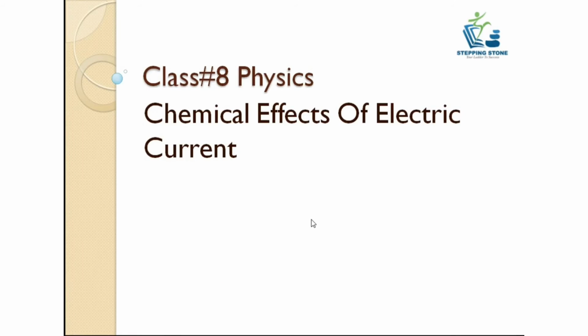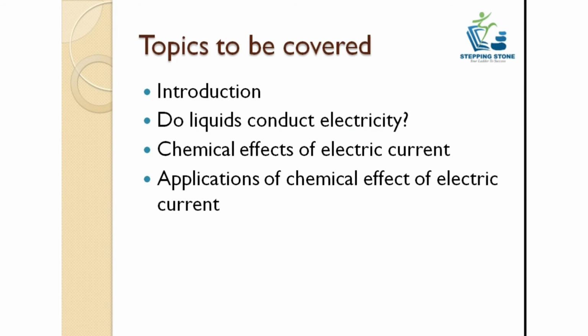So viewers, we are back again with another brand new chapter of class 8 physics. The chapter name is chemical effects of electric current. The topics to be covered in this chapter are, first, the introduction, wherein we will learn what basically is electric current, then what is a conductor, then what are the good conductors and poor conductors of electric current. Then we will see if liquids do conduct electricity or not.